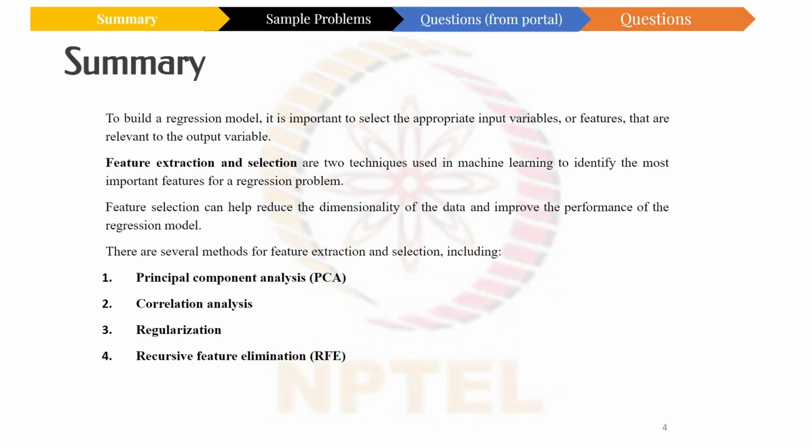As we discussed, regression problems involve predicting a continuous output variable based on one or more input variables. To build a regression model, it is important to select the input variables or features that are relevant to the output variable. Feature extraction and selection are the two main techniques used in machine learning to identify the most important features.